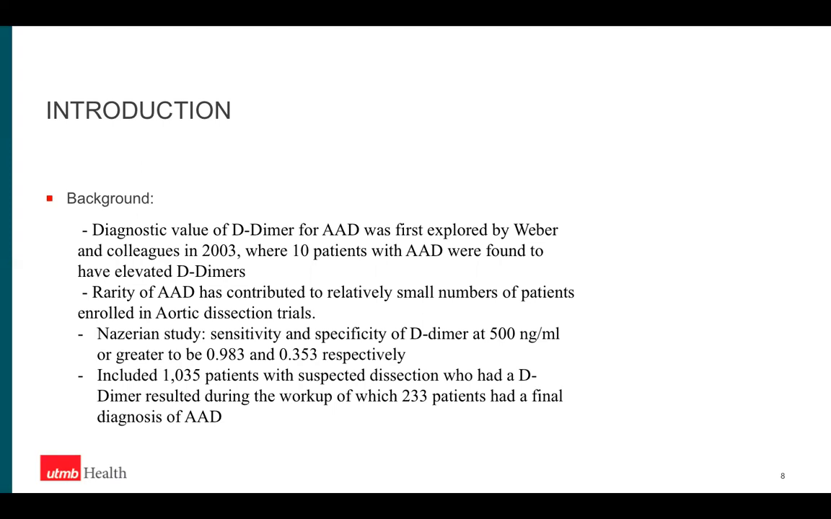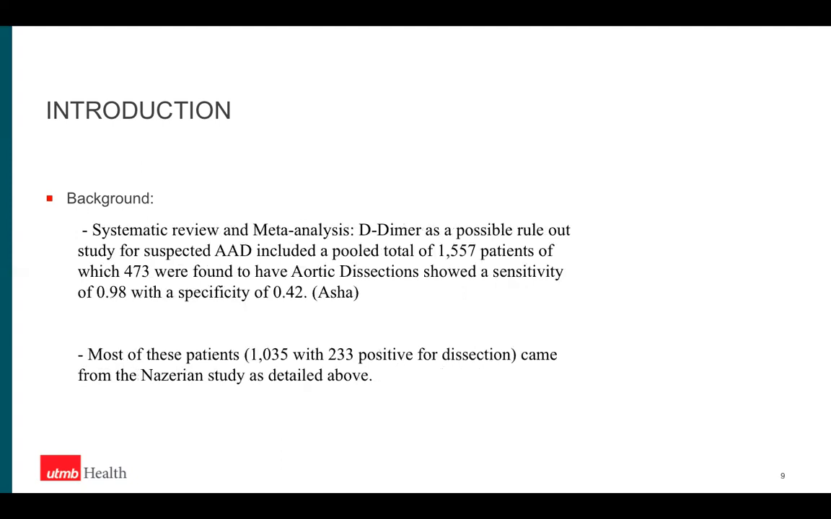For example, one of the most reported trials was done by Nazarian. This showed a high sensitivity of a D-dimer with a cutoff of 500 nanograms per milliliter. That sensitivity is 0.98. However, it only enrolled 1,035 patients with suspected dissection, and of that group of 1,035, only 233 had a final diagnosis of acute aortic dissection.